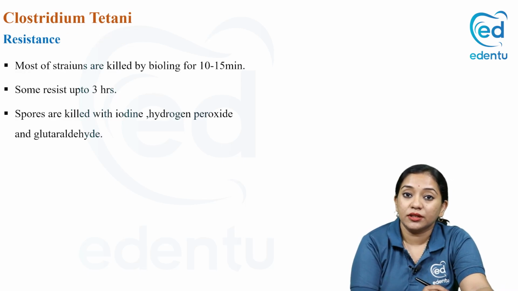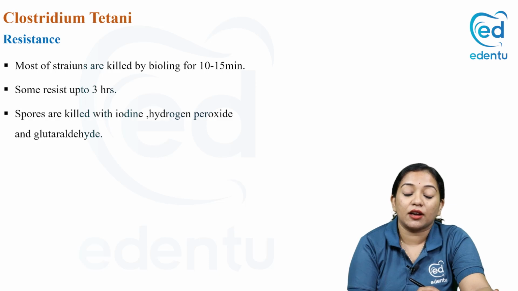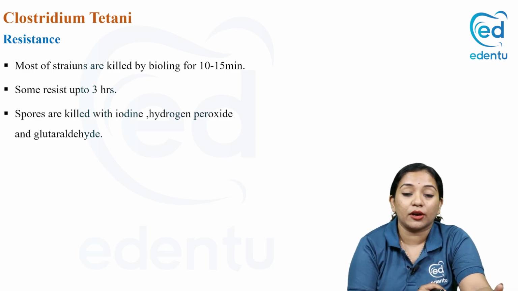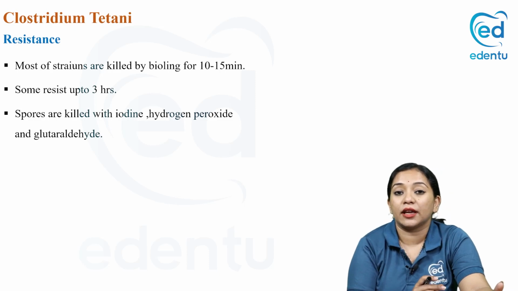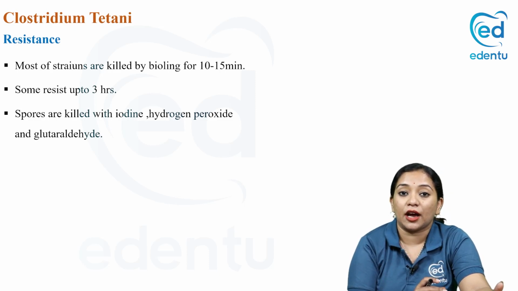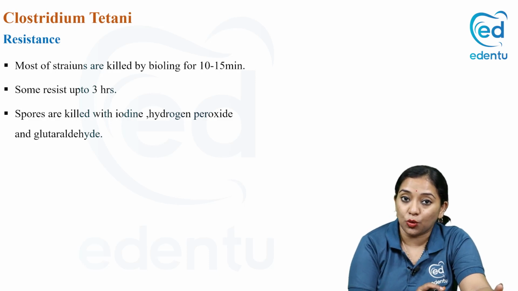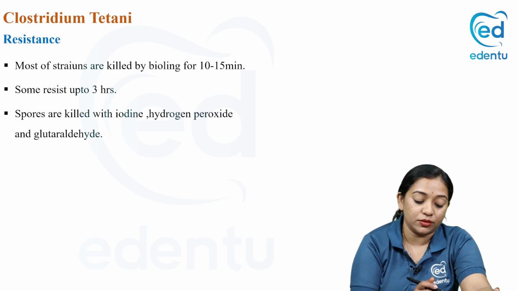Next, we'll see about the resistance. So, most of the strains are killed by boiling for around 10 to 15 minutes, but some can even resist up to 3 hours. So, usually all the bacteria in this group die within 10 to 15 minutes, but some can withstand around 3 hours. The spores are killed with iodine, hydrogen peroxide, and glutaraldehyde. So, when you're boiling anything and you add some substance like iodine, glutaraldehyde, or hydrogen peroxide, the destruction is greater when you add these substances to the boiling water.